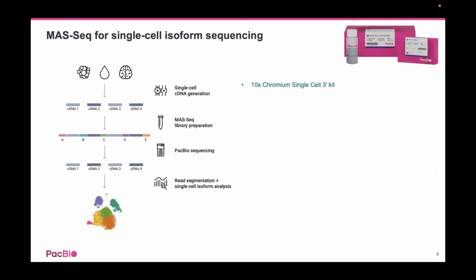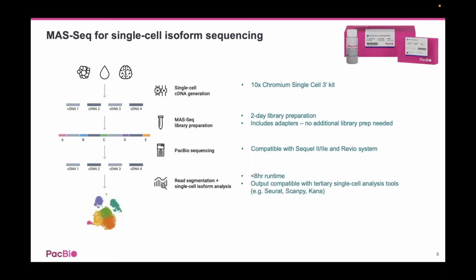We have recently launched the MAS-Seq kit for 10x single-cell 3' kit. It supports the cDNA generated from the 10x Chromium systems. From 10x cDNA to library preparation takes 2 days using the MAS-Seq kit. It includes MAS adapters, so no additional library prep is needed. The MAS-Seq kit is compatible with Sequel II, IIe, and Revio systems, and provides an end-to-end SMRT Link software solution that outputs gene and isoform count matrix that is compatible with tertiary analysis tools.